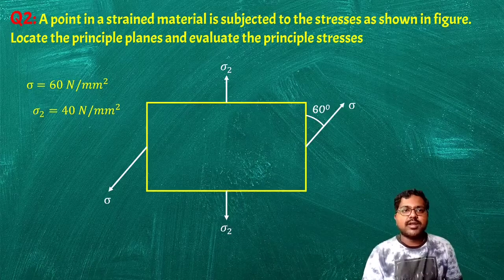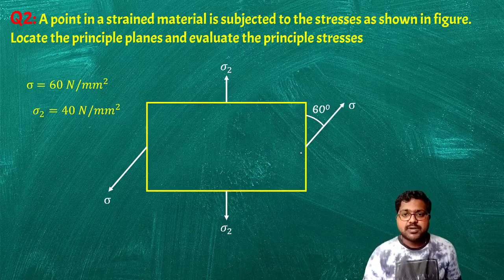So a point in a strained member is considered here, which is a rectangular member subjected to forces like sigma, of intensity 60 Newton per mm square, and sigma 2, of intensity 40 Newton per mm square. We have to locate the principal planes and evaluate the values of principal stresses.